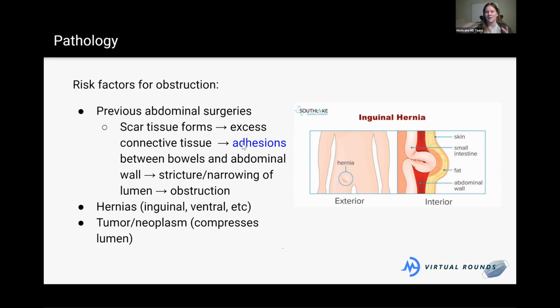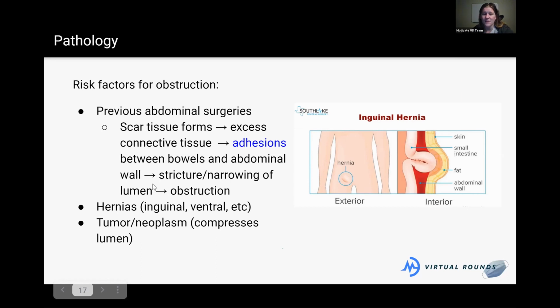So it's like they kind of get caught in the web, and then that can slow everything up, and it puts you at risk for things like hernias and strictures, and you can get a closed loop type obstruction as well. So that's the number one risk factor, I think, for having a small bowel obstruction: previous abdominal surgeries that result in these adhesions.